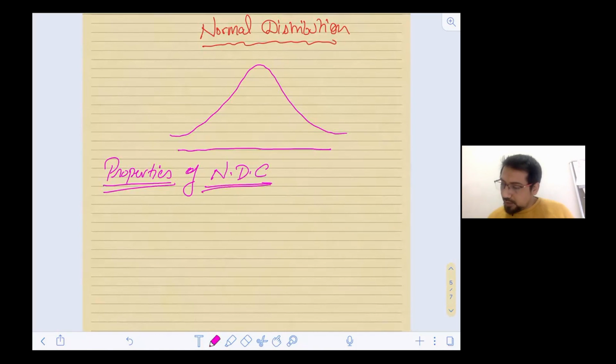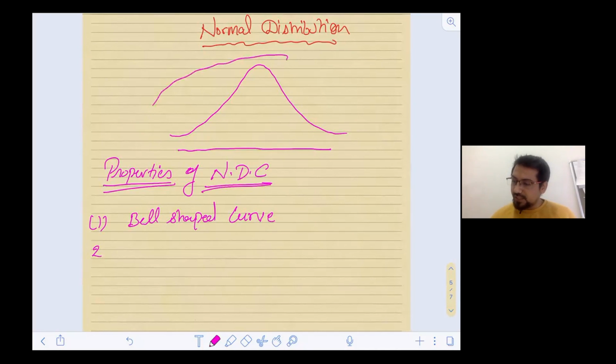Number one property, as you know, it is always a bell-shaped curve. You can see here, it looks like a bell shape. Now, property number two: it is symmetrical. Let me discuss what symmetrical means. What's the meaning of symmetry? Symmetry means the thing which has, for example, my hand, symmetrical. All sizes, shapes, lengths are equal.